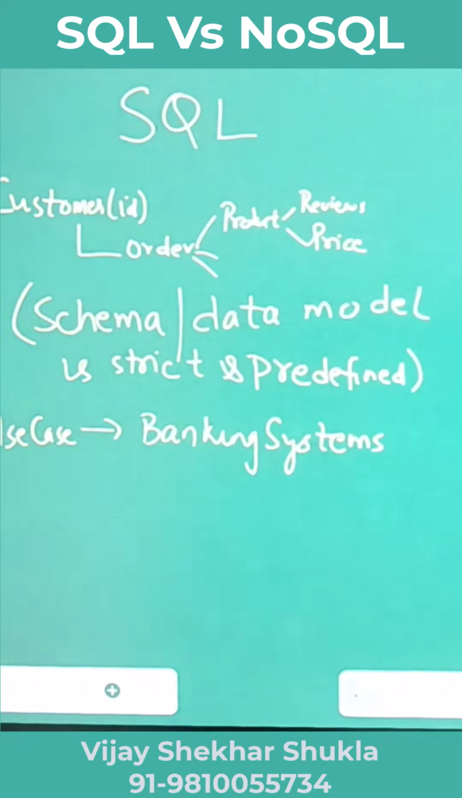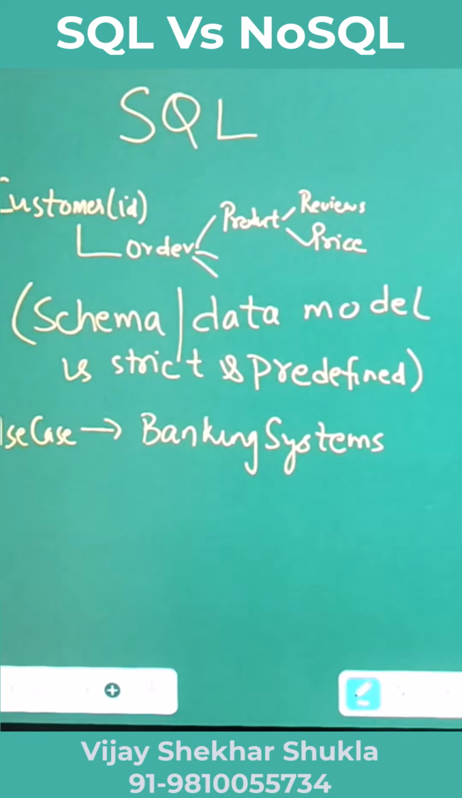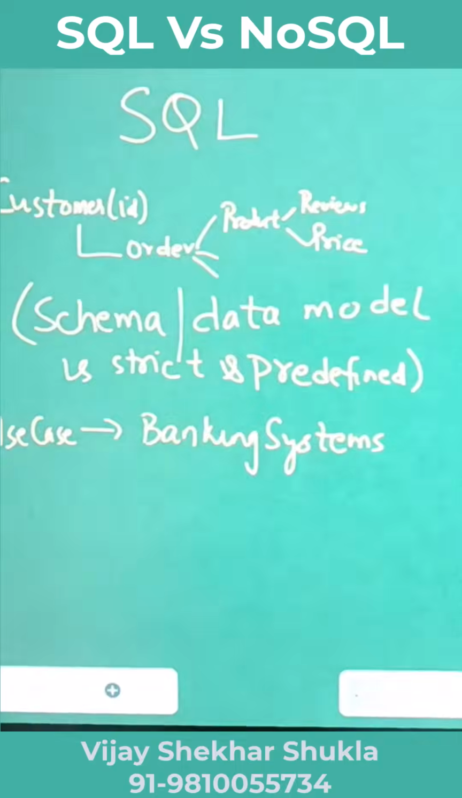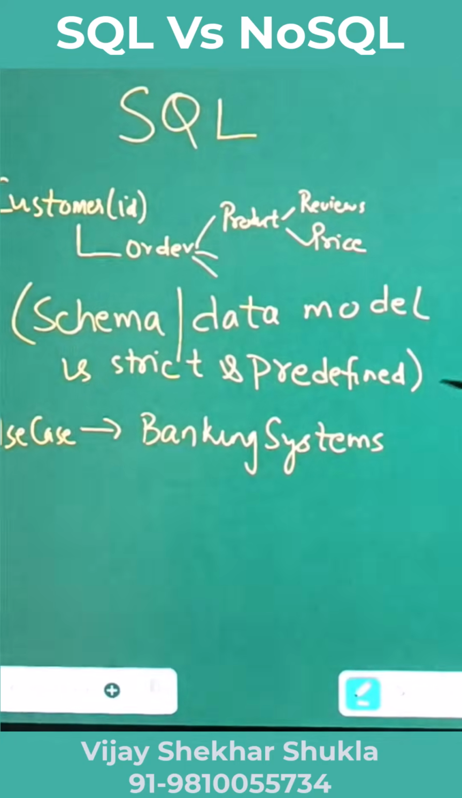With SQL, say for example, there is highly structured data about the customer ID for an e-commerce system. So the customer ID may have an order. This order may have multiple products. Products may have reviews and prices. So the schema or data model is strict and predefined.